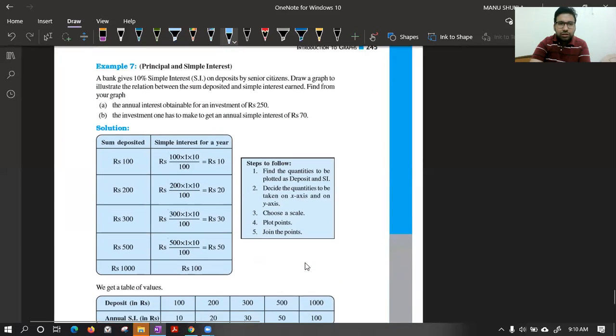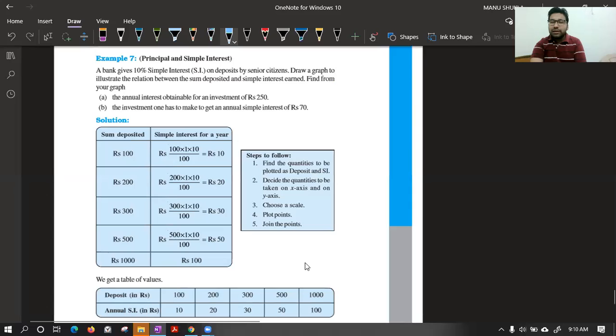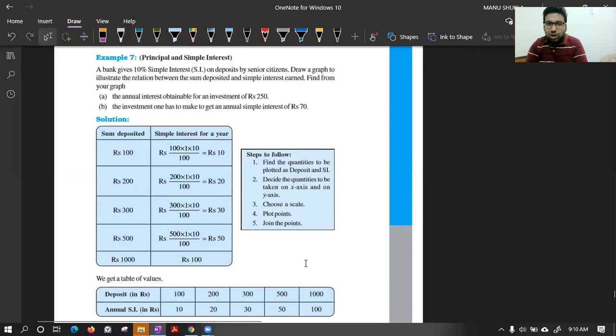Example number 7. Principal and simple interest. Again tell me, class, which came first? Did principal come first or simple interest? First tell me which is independent. We are trying to think which quantity is independent. Is principal independent or is simple interest independent? Who comes first? Who is independent?